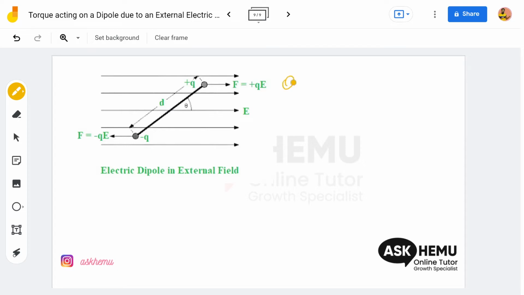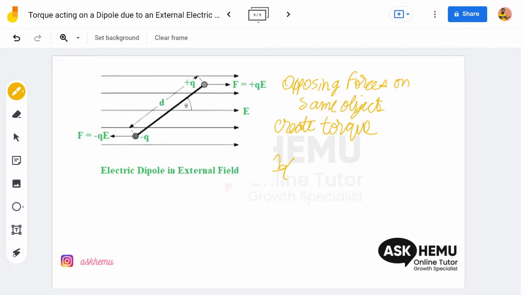So naturally, opposing forces on the same object create a torque, also known as a couple, because it's a turning effect. Since the torque is now created, let's remember the fundamental equation of torque. Torque is r cross F, or rF sine theta, where I just want to reiterate the definition: r is the turning distance, or the distance of separation here.